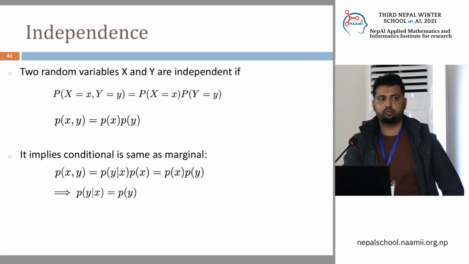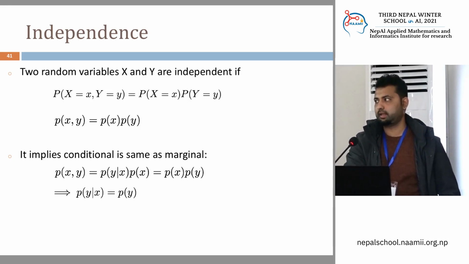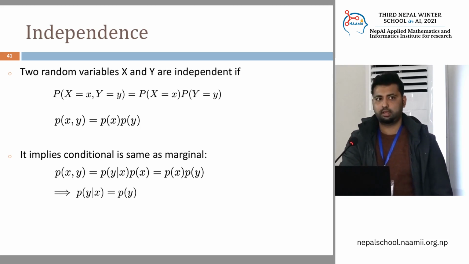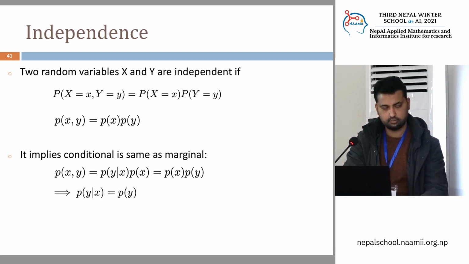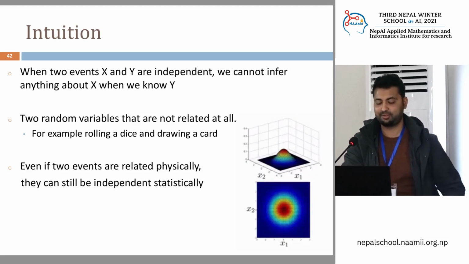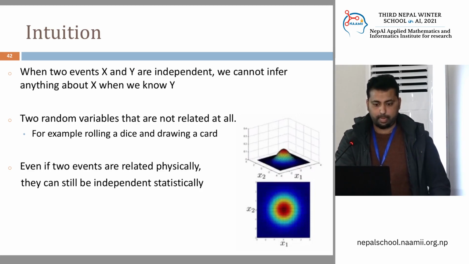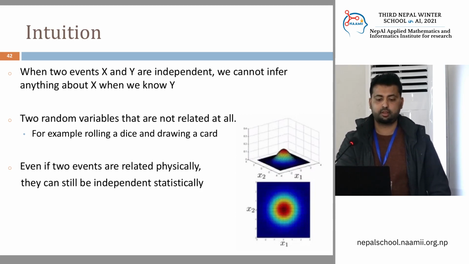Independence. So we talk about independence of random variables, which is a pretty important concept. Okay, so seems like we don't have much time. Two events are independent if the joint probability of the two events is given by the product of the marginals.